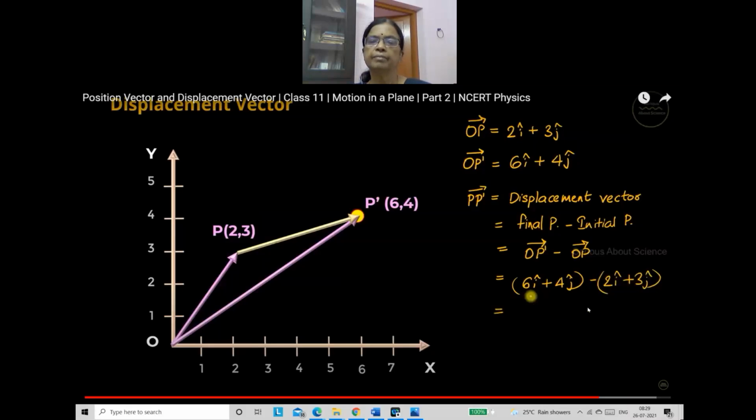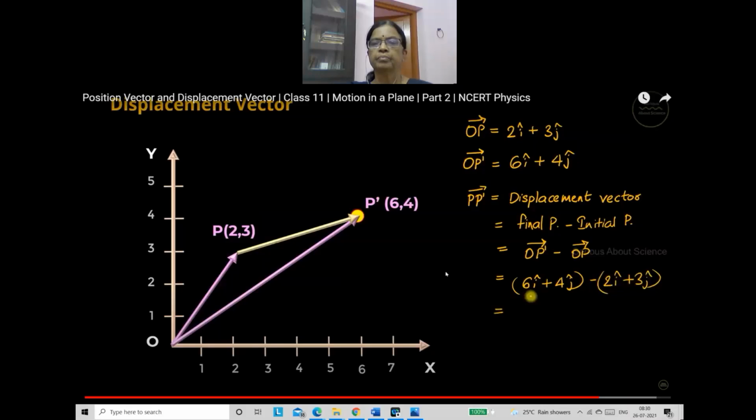Then 4j cap minus 3j cap. How much will it be? Naja, tell the answer. 4 minus 3 is 1, so 1 j cap, correct. So 6 minus 2, 4i cap, plus 4 minus 3, 1 j cap. 4i cap plus 1 j cap, okay.